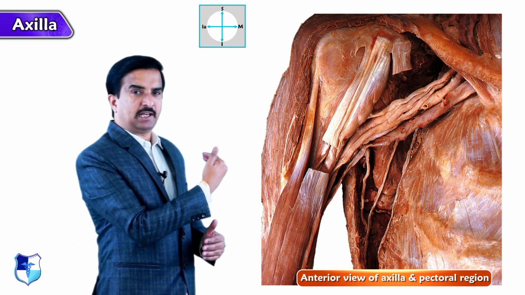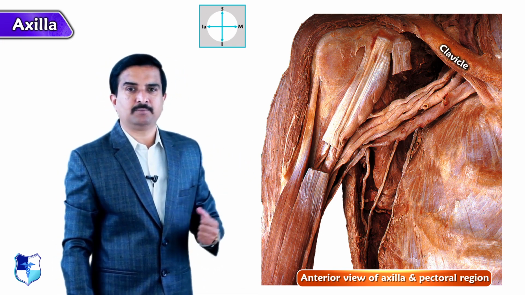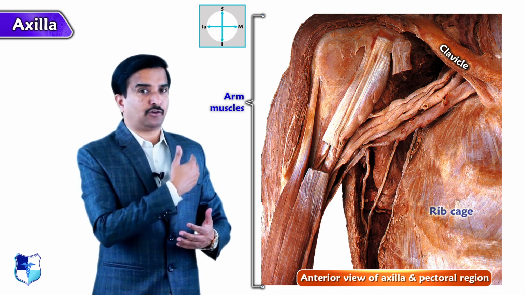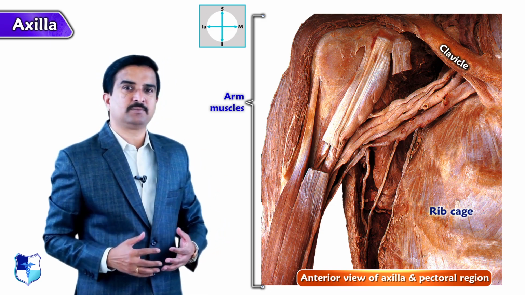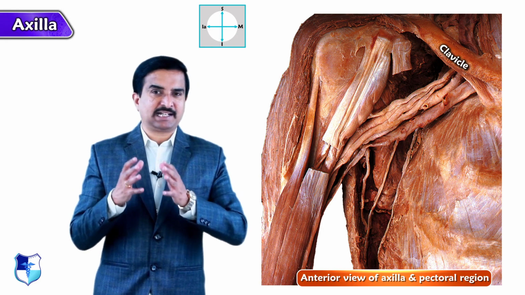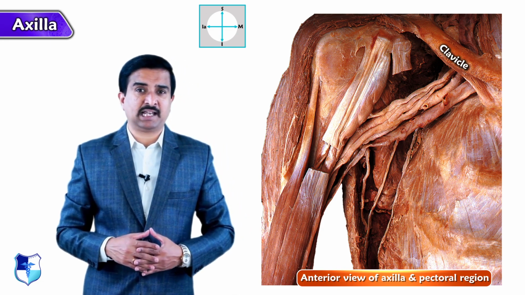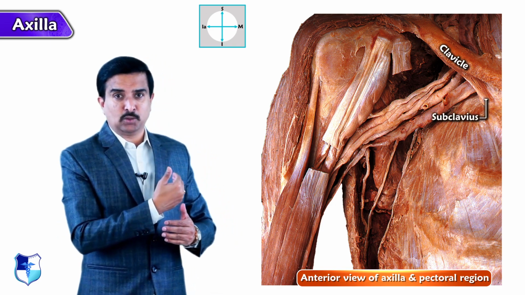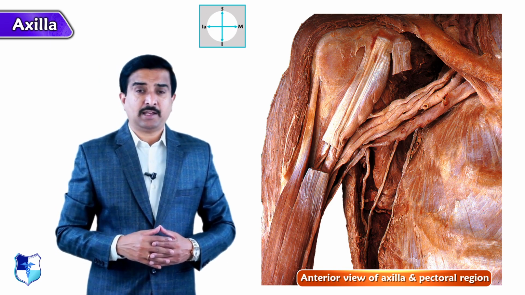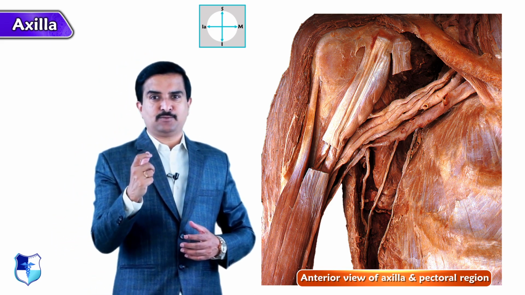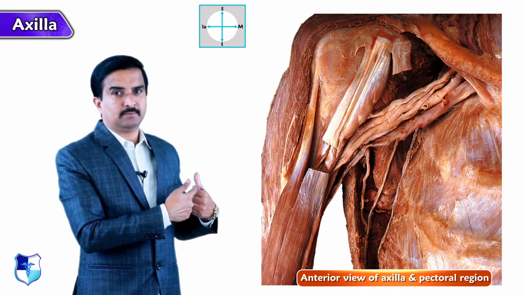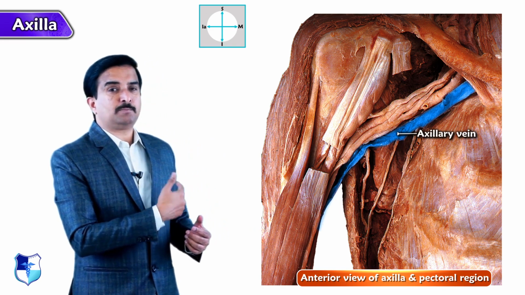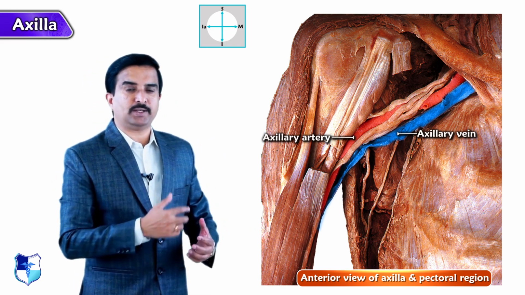If you see superiorly, the clavicle is clearly visible, and the arm muscles are on the lateral aspect and the rib cage is on the medial aspect. What is the muscle which is present beneath the clavicle? Immediately beneath the clavicle is the subclavius, and it is attached below to the first rib. And we can also appreciate the axillary vessels which are running towards the arm. The medial vessel is the axillary vein and the lateral vessel, which is partially seen, is the axillary artery.